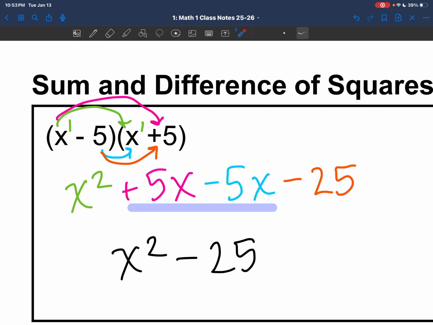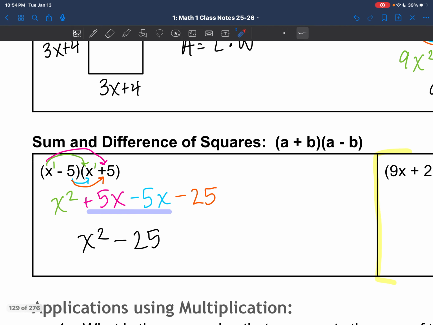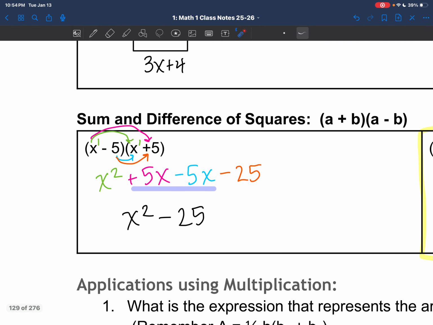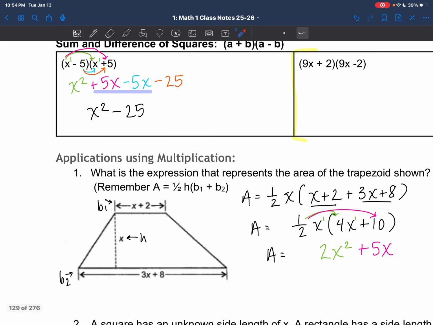Oh wait, positive 5x and negative 5x, those cancel out. That gives you 0. So what you're left with is x squared minus 25. So that's your difference of squares. Go ahead and try that, and we're definitely going to be talking about those later.